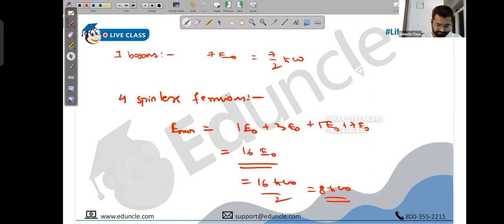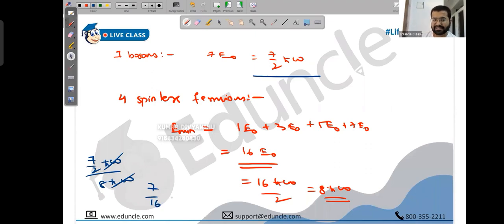Let me know if you have any questions. In this, a good ratio problem could also be asked. Like I can ask you, in numerical answer type, what is the ratio of the minimum energy of 7 bosons to the minimum energy of 4 spinless fermions? So you have to calculate 7 by 2 h omega and divide it by 8 h omega. So h omega gets cancelled, and you get 7 by 16. That will be your answer.